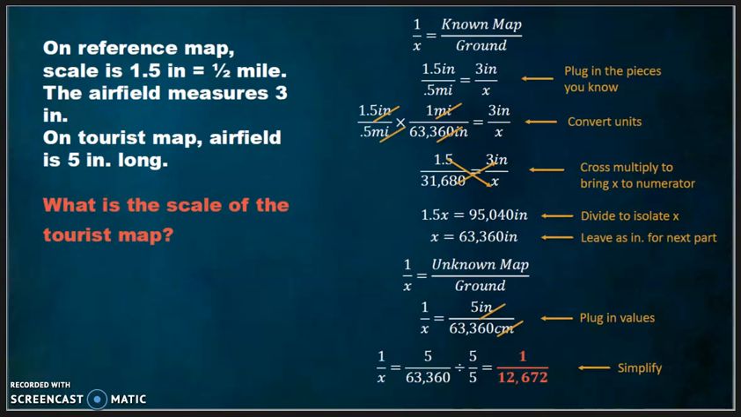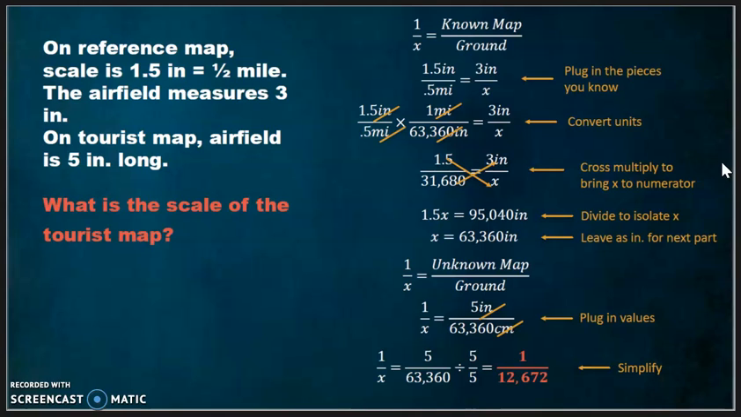So on a reference map, the scale is 1.5 inches equals a half mile. The airfield on the reference map measures 3 inches. On the tourist map, the airfield is 5 inches long. So what is the scale of the tourist map?